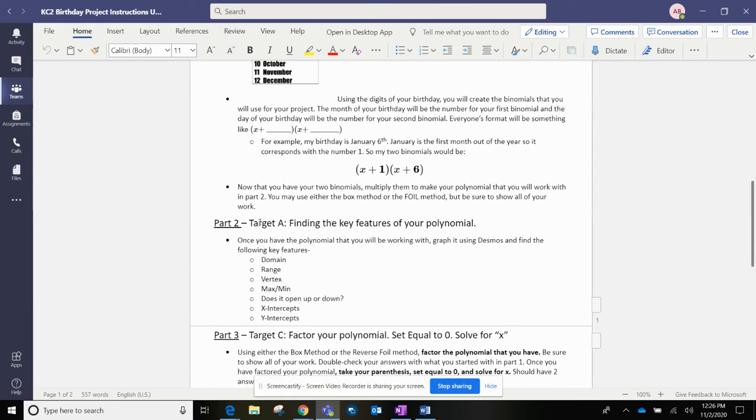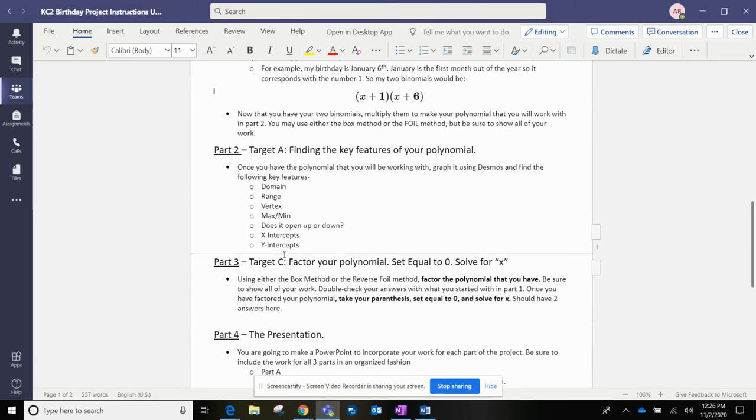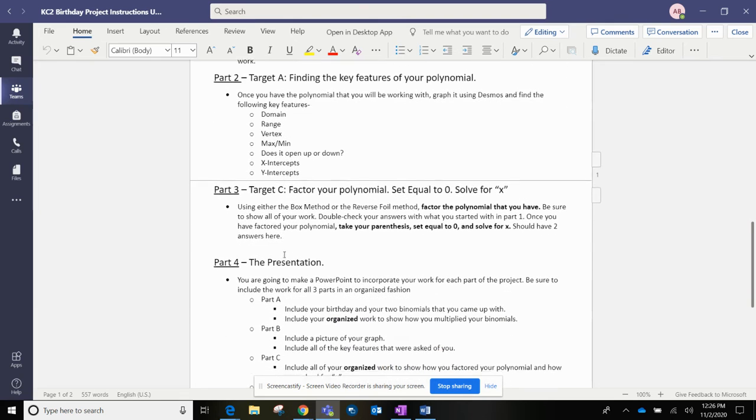Once you have your polynomial, you're going to go and graph that polynomial. You're going to label all of the key features using Desmos. Again, this will be in the GoFormative.